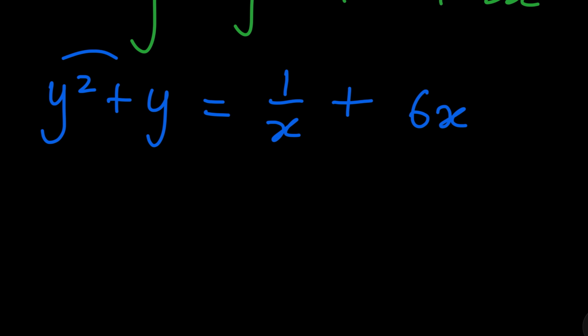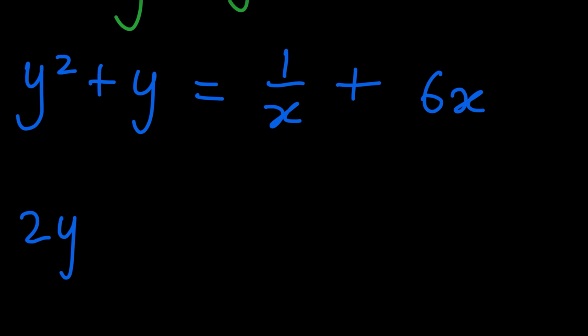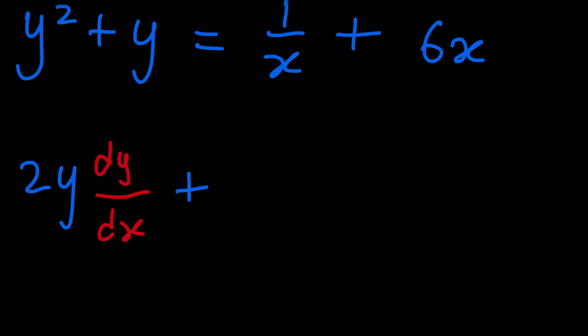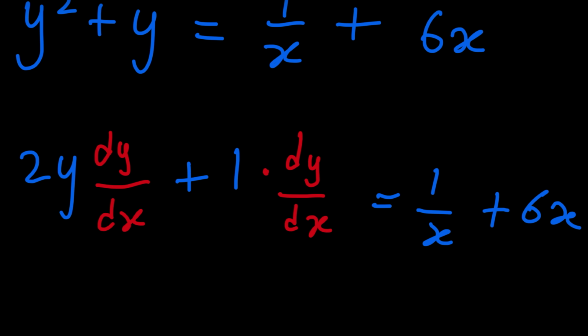Okay, now we need to take the derivative of the left side. So on the left side, let's do y squared first. So we've just done this one actually. So it'll be 2y, and then always remember the dy over dx. This is the implicit differentiation we're talking about. Plus, and then we take the derivative of y. Derivative of y is just 1, and then always remember the dy over dx is equal to 1 over x plus 6x.